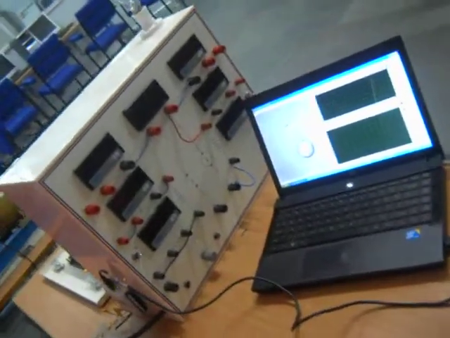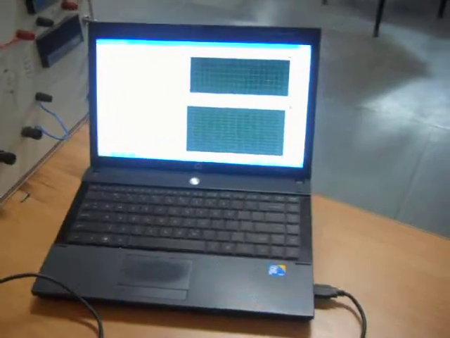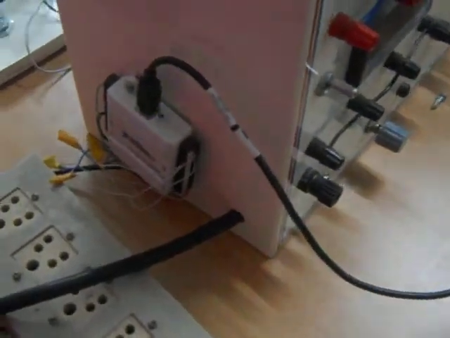And now you can see the hardware kit of our project. Now this is the personal computer. The data acquisition card in the personal computer is connected to the personal computer via this USB cord, as you can see. That is the data acquisition card. And now this is the hardware part.